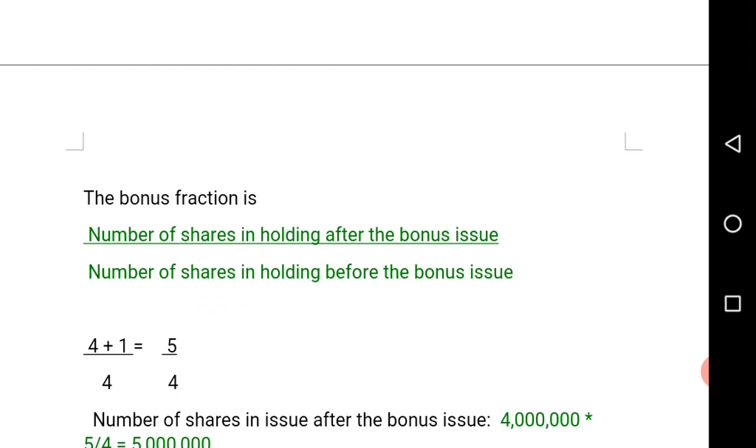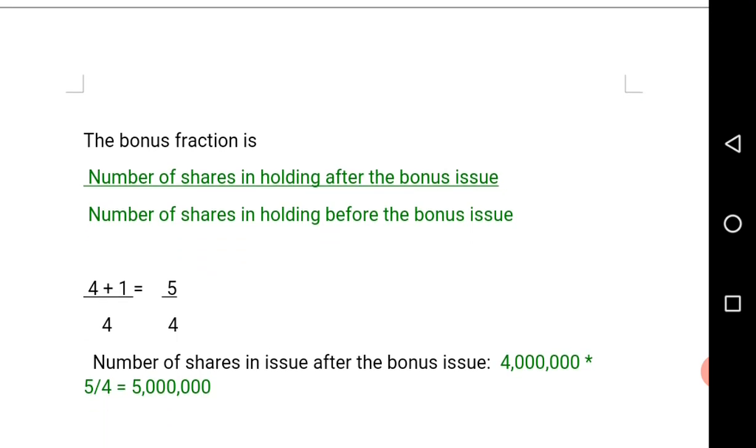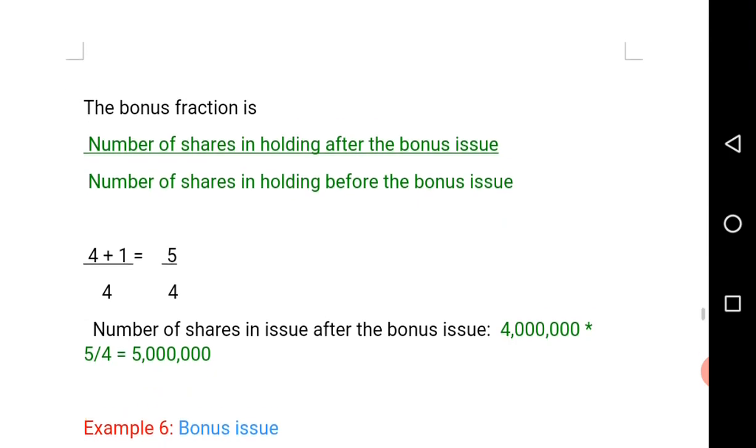Note that the numerator would be greater than the denominator because there is an extra given for free. And the number of shares after the bonus issue to the company will be 4 million times 5 over 4, that is 5 million. Could even get that easily by dividing 4 million by 4. You get 1 million, then add it to the 4 million itself to get 5 million.